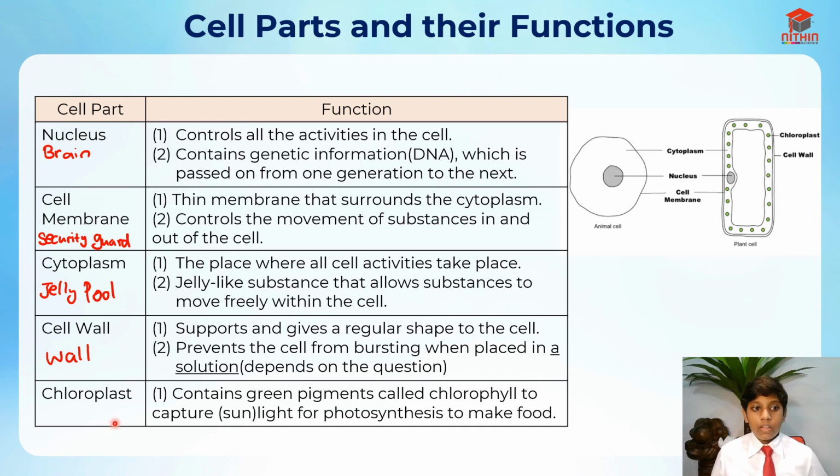Okay, and the chloroplast. For the chloroplast, you can make up something, but I do not actually have anything to remember it. I just remember it as the food maker or something. Let me just write food. You can make up your own thing. These are things that I made up on my own to help me remember the cell parts. So the only function that this chloroplast has is that it contains a green pigment called chlorophyll to capture sunlight for photosynthesis in order to make food for the plant.